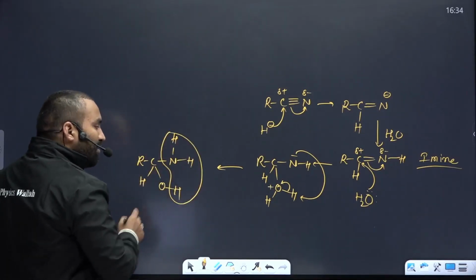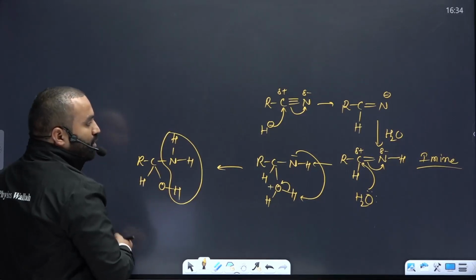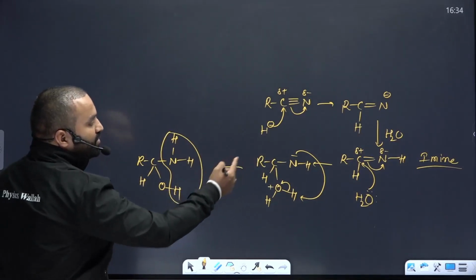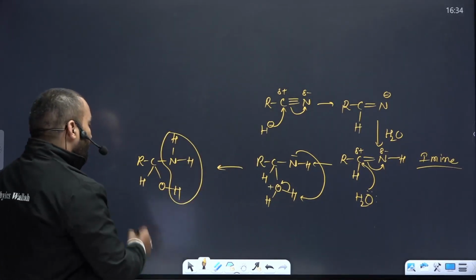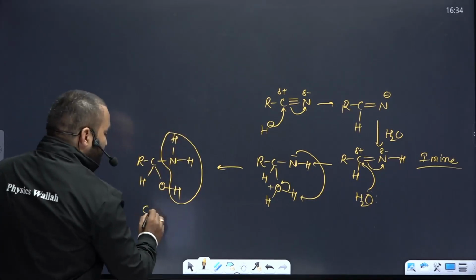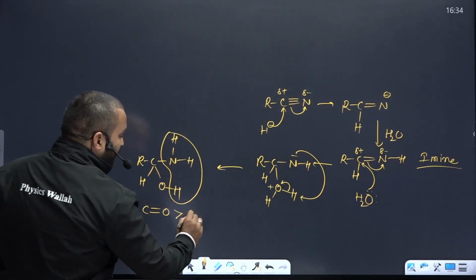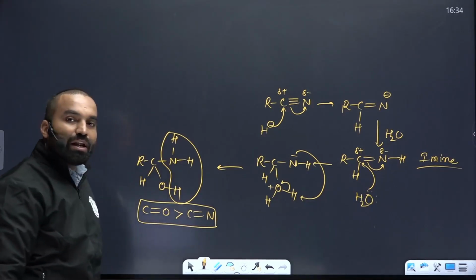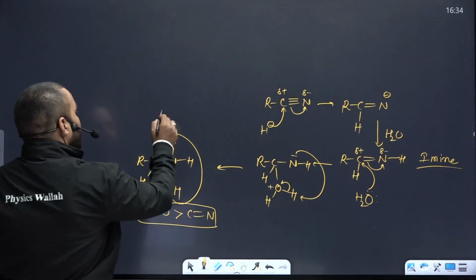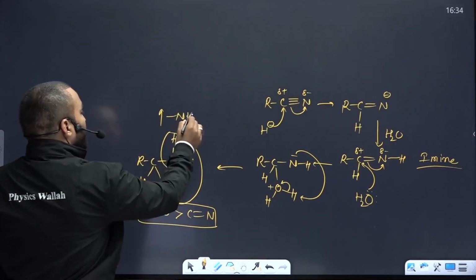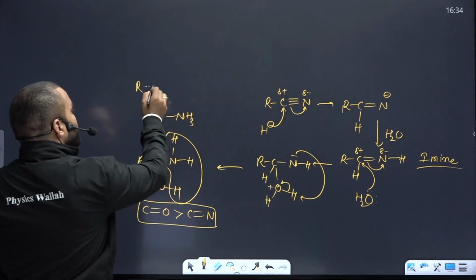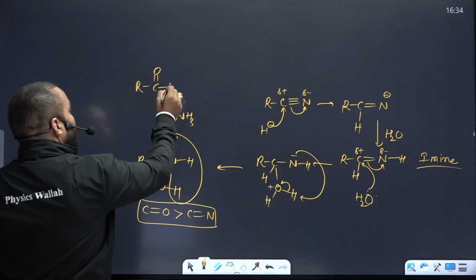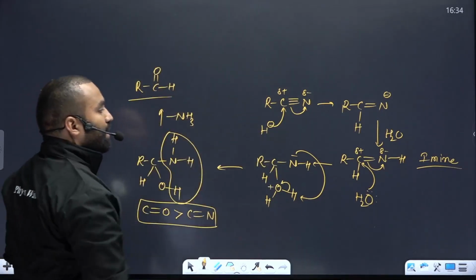Why sir ammonia? Why not water? Because the loss of water will immediately give you the same molecule that you had in the beginning. Also we know carbon double bond oxygen is much stronger than carbon double bond nitrogen. Why should we form weak bond? The molecule will try to form strong bonds. There will be loss of ammonia, and the compound obtained would be RC double bond oxygen and hydrogen. This is your aldehyde obtained.